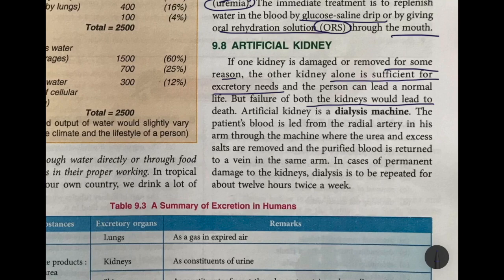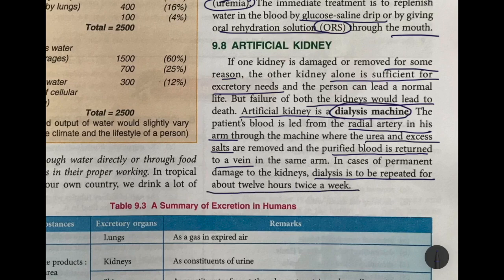So dialysis is done. I told you the artificial kidney is a dialysis machine. The patient's blood is led from the radial artery in his arm through the machine, where the urea and excess salts are removed outside the body, and the purified blood is returned to a vein in the same arm. In case of permanent damage to the kidneys, dialysis is to be repeated for about 12 hours twice a week. It must be repeated because the urea must be removed from the body, otherwise a person will die due to uremia.